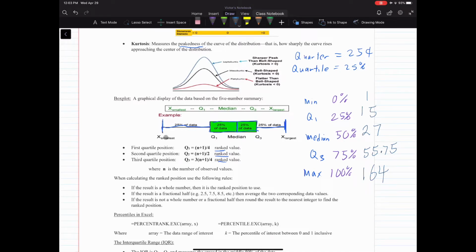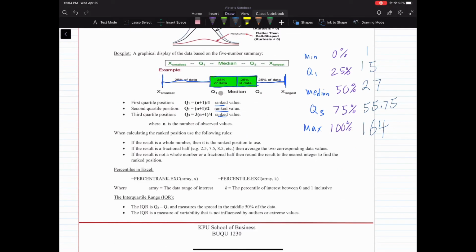And then the gap between each of these numbers represents 25% of your data set. So the gap between the smallest number and Q1 is the first 25%. The gap between Q1 and median is the next 25%. The gap between median and Q3 is the next 25%. And the gap between Q3 and the largest number is the next 25%. So in total, 100% of the data set here.